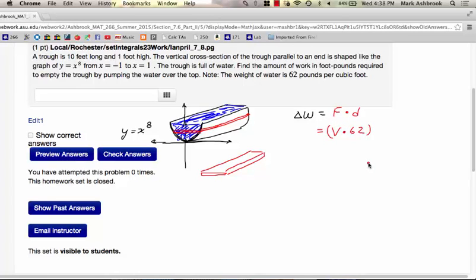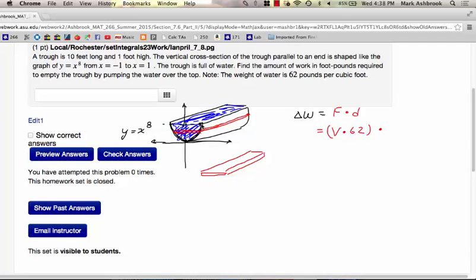Often in these English units problems, you have one less step, because it's just giving you the weight density. Whereas in the metric ones, they give you the mass density and you have to multiply by 9.8. So there's one less step in these English unit problems. Okay? So we're getting the volume. And then what about the distance we have to move that thing? This is where setting it up this way gets a little bit trickier.